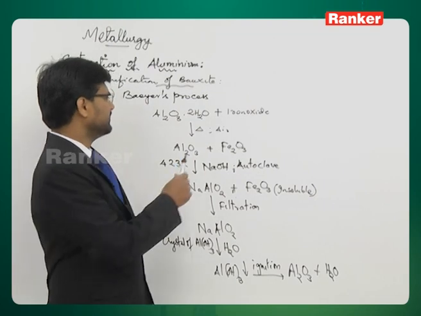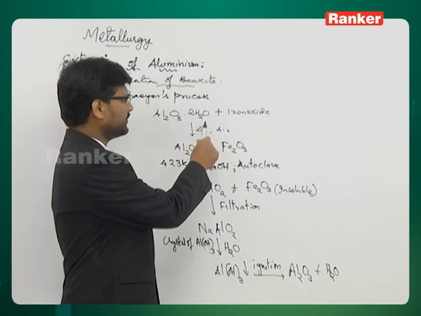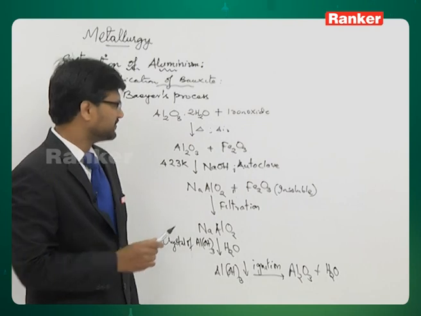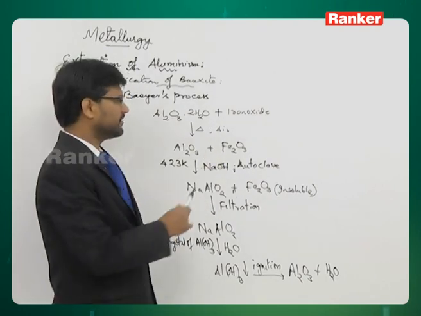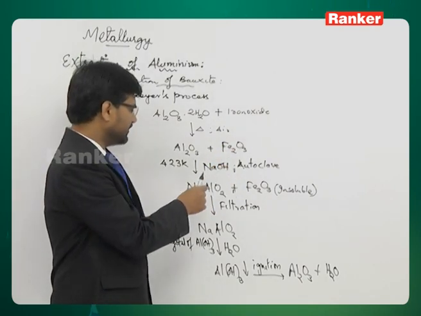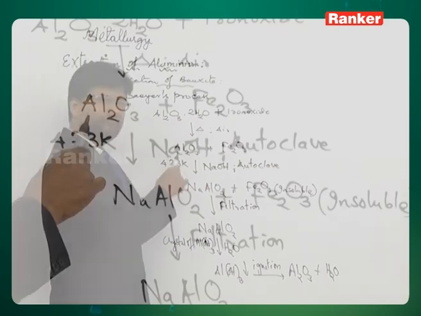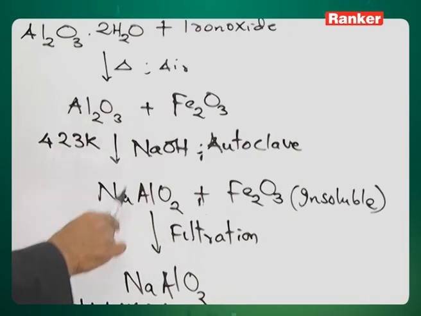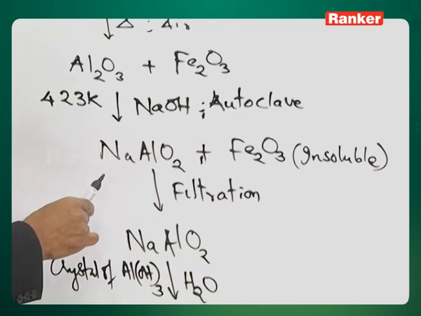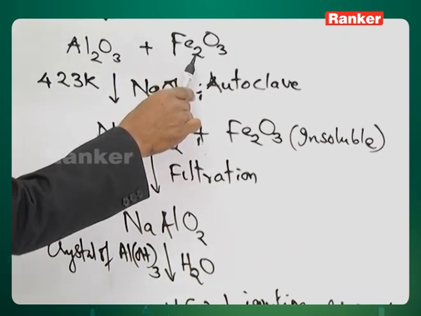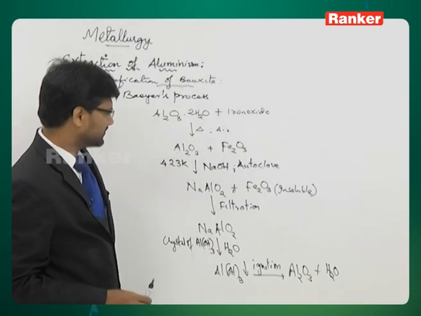I'll repeat once again. Bauxite is Al2O3.2H2O with iron oxide impurities. It is first heated in presence of air so that all the ferrous oxide becomes ferric oxide. Now you add sodium hydroxide. Al2O3, being amphoteric in nature, will dissolve in sodium hydroxide to give NaAlO2, sodium meta-aluminate, whereas Fe2O3 is unaffected. It remains as it is.